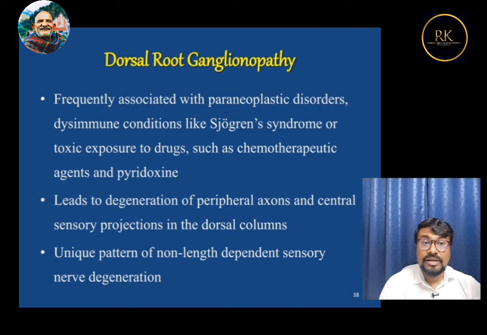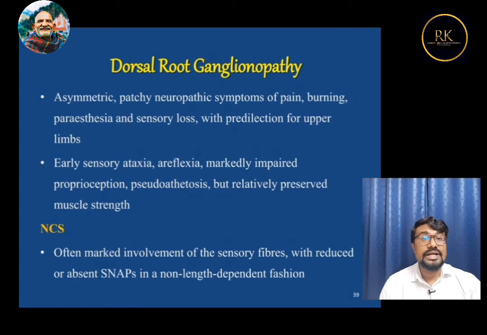Unique features are non-length dependent sensory nerve degeneration, meaning dorsal root ganglionopathies will present with non-length dependent sensory nerve degeneration. These dorsal root ganglionopathies are asymmetrical and patchy. Neuropathic symptoms in the form of pain, burning, paresthesia and sensory loss, with more involvement of the upper limbs, early sensory ataxia, areflexia and marked impairment in proprioception, pseudoathetosis, but relatively preserved muscle strength.